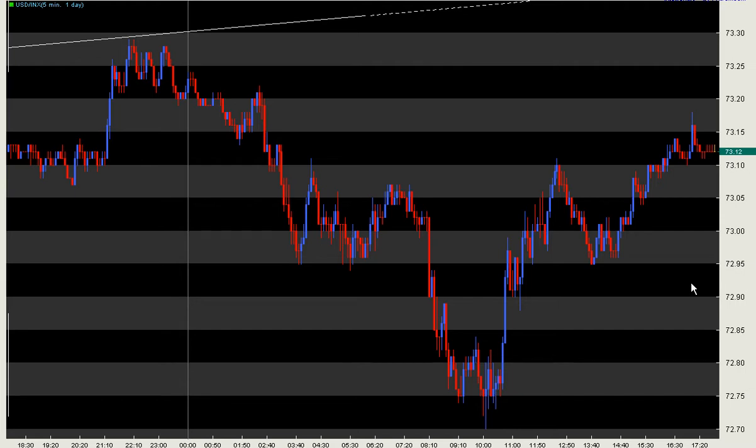This is actually the most confident I've felt in a US dollar long in quite a while. So this could be the one. I was really looking for 72.4, but I've changed my mind and this feels like a good long to me. Let's look at some other pairs.